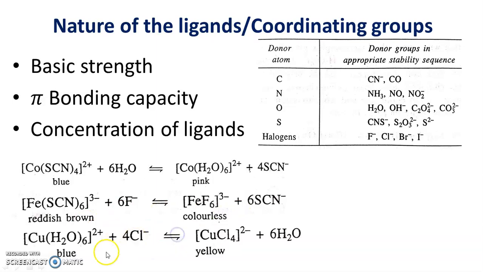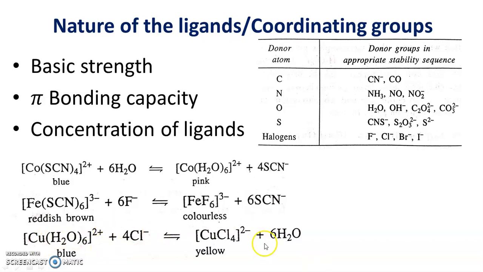And the third example is when the blue colored hexaaquacopper 2+ ion solution is treated with chloride ion solution, and as the concentration of chloride increases, the blue color changes to yellow, that is the tetrachlorocuprate 2 ion. As water is added to that yellow colored solution, again the solution becomes blue. That is because of the formation of the hexaaquacopper 2+ ion.